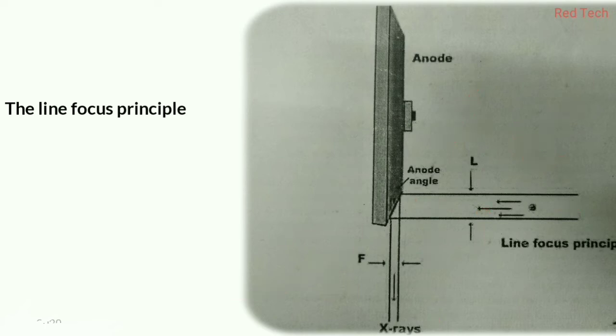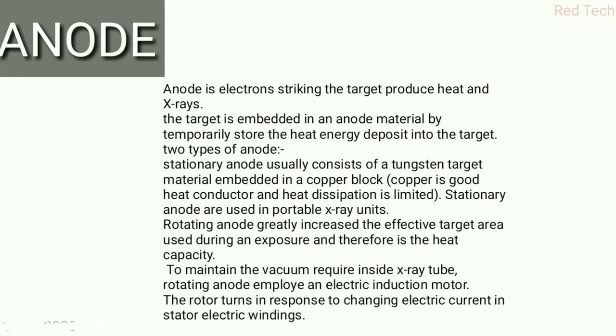This is basically about the focal spot, which is very essential to understand for every radiographer. The anode is basically the target side of the X-ray tube, or you can say the target. When electrons strike the target, they produce heat and X-rays. The anode and the target are both the same.